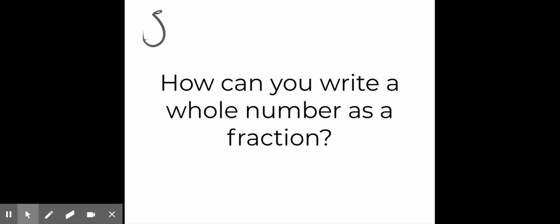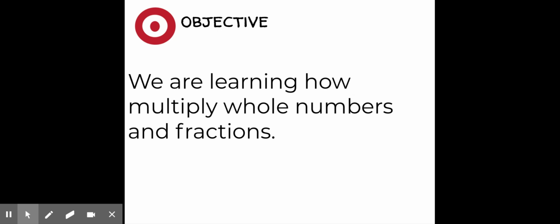So let's get started. Do you know how you can write a whole number as a fraction? You can pause to write down some ideas or talk to someone who's with you, or you can keep the video playing. When you want to write a whole number as a fraction, all you have to do is make the denominator a 1. This skill will be important today as we go to our learning objective, which is learning how to multiply whole numbers and fractions.